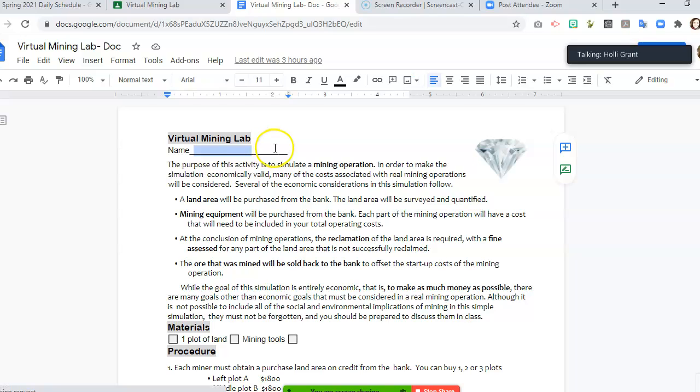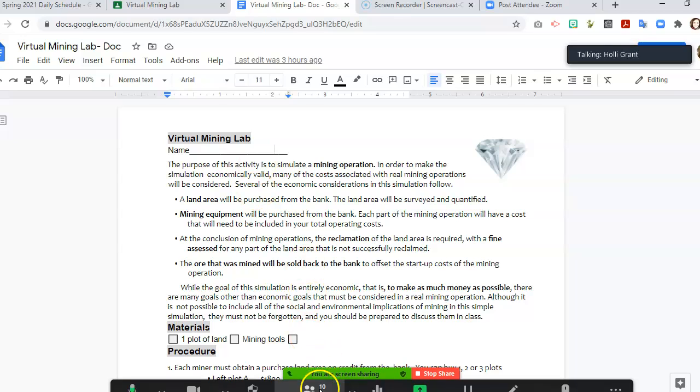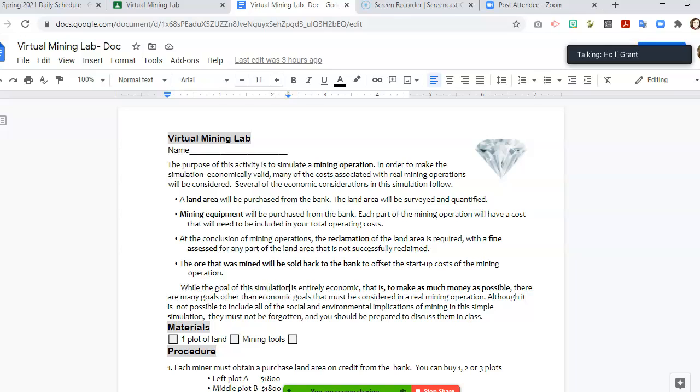The purpose of this activity is to simulate a mining operation. In order to make the simulation economically valid, many of the costs associated with real mining operations will be considered. Several of the economic considerations in the simulation follow. You guys are going to purchase land area today, and there are going to be different lots that you pick.